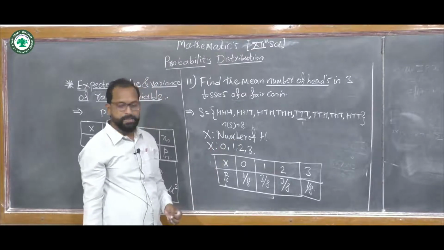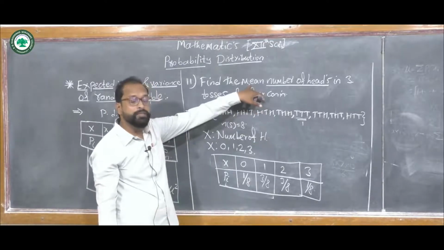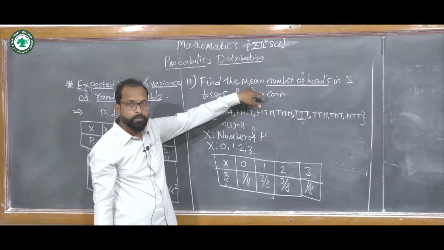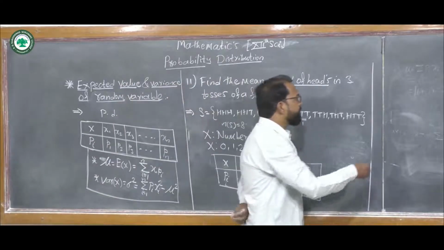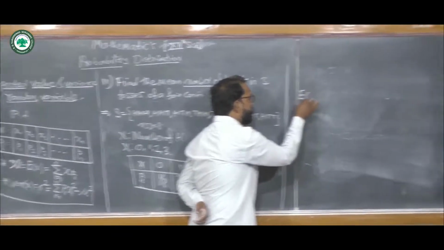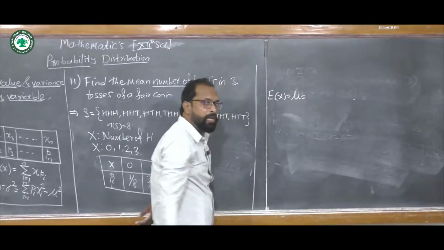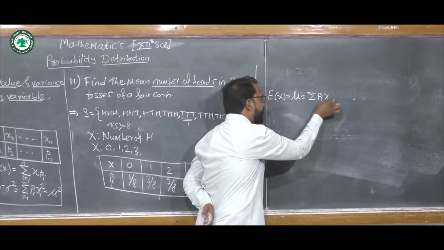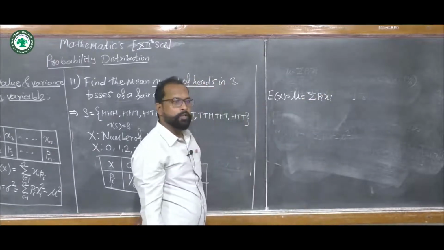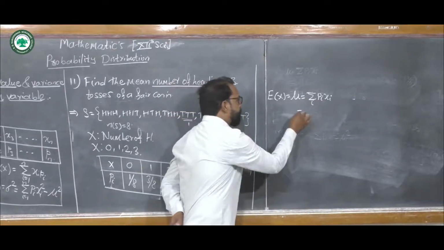Now to find the expected value or mean value, remember one thing: mean value is nothing but the expected value. So we find the expected value E of x equals mu. Its formula is summation of pi into xi, summation over i.